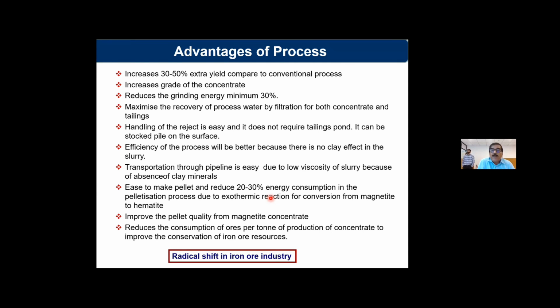Efficiency of the process will be better because there is no clay effect in the slurry. Transportation through a pipeline is easy due to low viscosity of the slurry because of the absence of clay mineral. It is easy to make pellets and reduces energy consumption in the pelletization process by 20 to 30% due to the exothermic reaction for conversion from magnetite to hematite. It improves pellet quality from magnetite concentrate, reduces the consumption of ore per ton of production of concentrate, and improves the conservation of iron ore resources. That's why we call it a radical shift in the iron ore industry once they adopt the reduction roasting process.